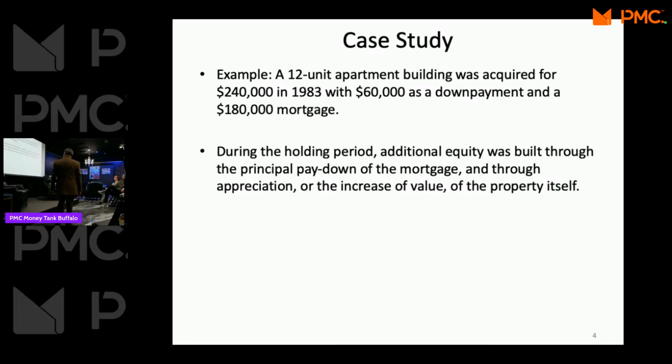We're disposing of this asset, and we want to take a look at where we're at in value. So we're going to use the income approach to determine that. But during the holding period, we added additional equity build-up through the principal paid out of the mortgage. So that mortgage back in 1983 was $180,000, and that's zero today. I can't tell you how many clients we have that think the best thing to do is to own real estate and be mortgage free.